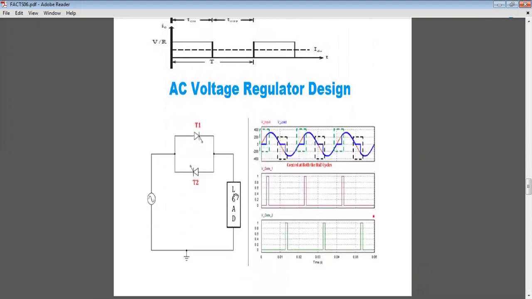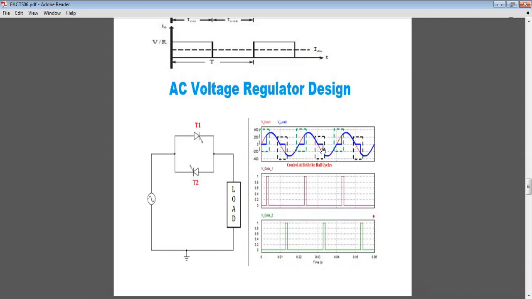Then coming to AC voltage regulators, generally these are used in fans or induction type machines, where the voltage is changed but the frequency is maintained constant. You can see that in this waveform the frequency is constant, and only a portion of the voltage you get in both positive and negative cycles. In the positive cycle, T1 is favorable for conduction, but it is fired at some instant. And in the negative cycle, T2 is favorable for conduction, and only during this time it will be on.